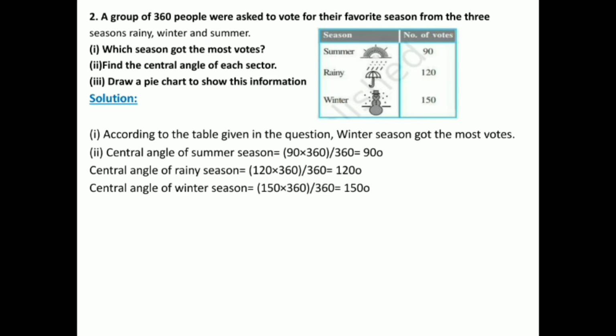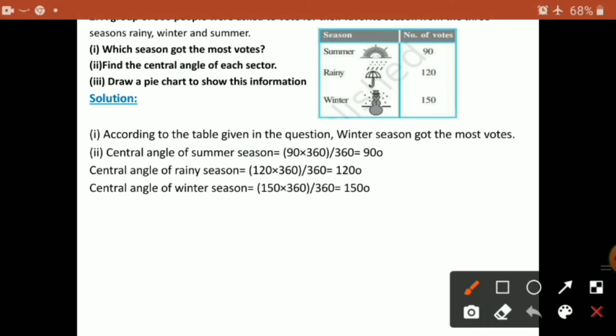First one: which season got the most votes? Yes, the highest vote is 150. So according to the table in the given question, the winter season got the most votes, since for the winter season the number of votes is equal to 150. It is the highest number.